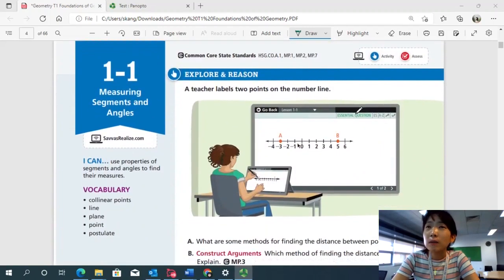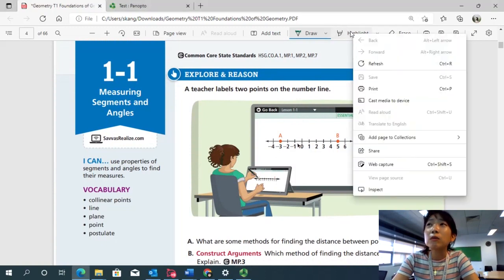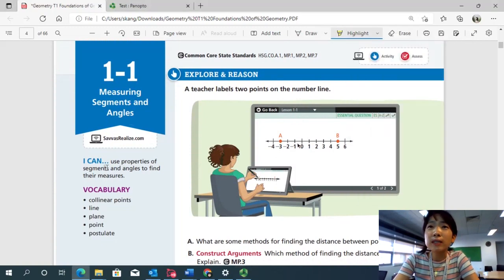So let's start with lesson 1, measuring segments and angles. In this lesson, we'll be able to use properties of segments and angles to find their measures. Topic vocabularies are collinear points, line, plane, point, and postulate. Let's start with explore and reason.